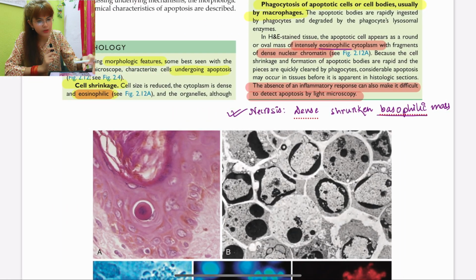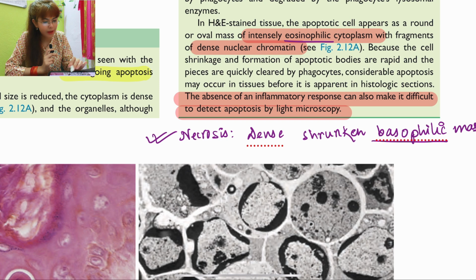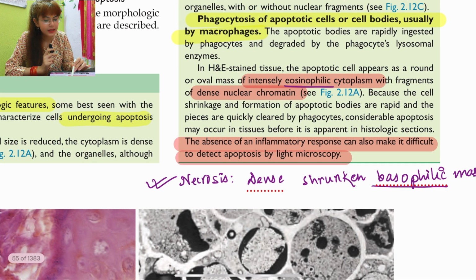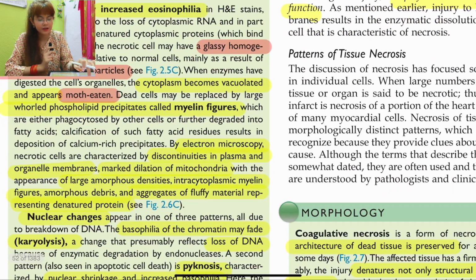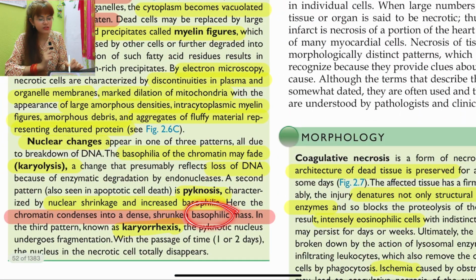See, this is the morphology of apoptosis. Okay, this is clearly mentioned here that in the H&E stained tissue, the apoptotic cell will appear as a mass of intensely eosinophilic cytoplasm with dense nuclear chromatin. So whenever in the exam you find the word eosinophilic, your answer is going to be apoptosis, and whenever you find the word basophilic, your answer will be necrosis. Okay, therefore this is very, very important.